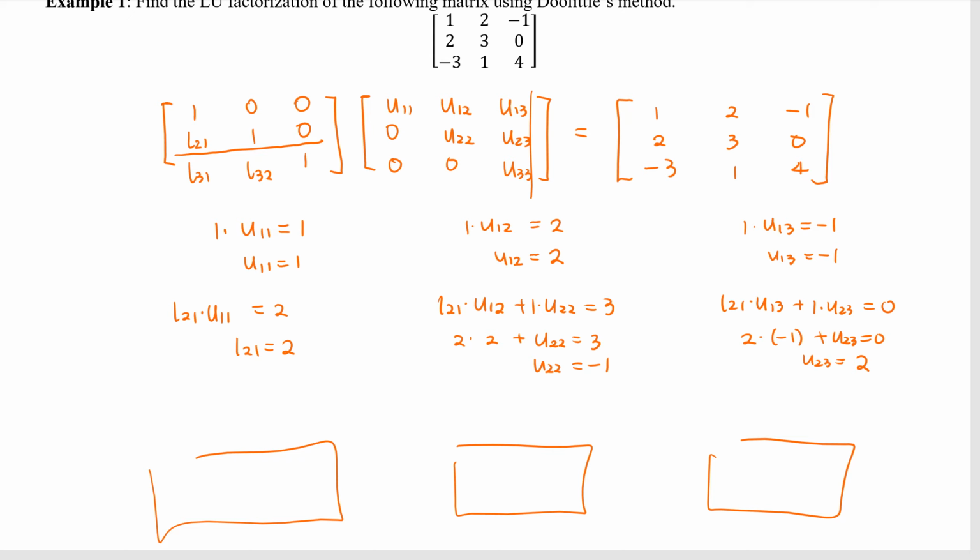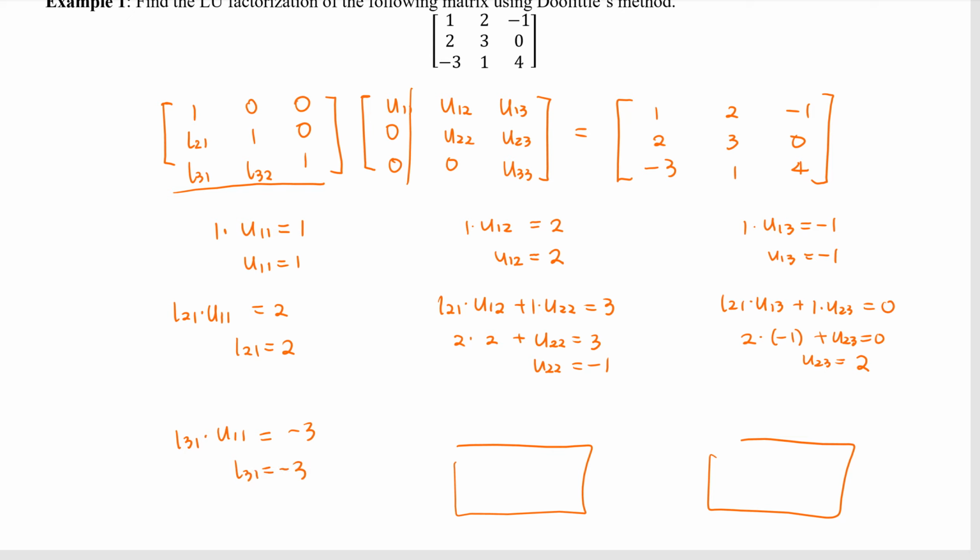Okay. Next, we use the third row times the first column. So we get L31 times U11 equals negative 3. U11 is 1, so L31 equals negative 3. So far, so good, everybody? Okay, next.